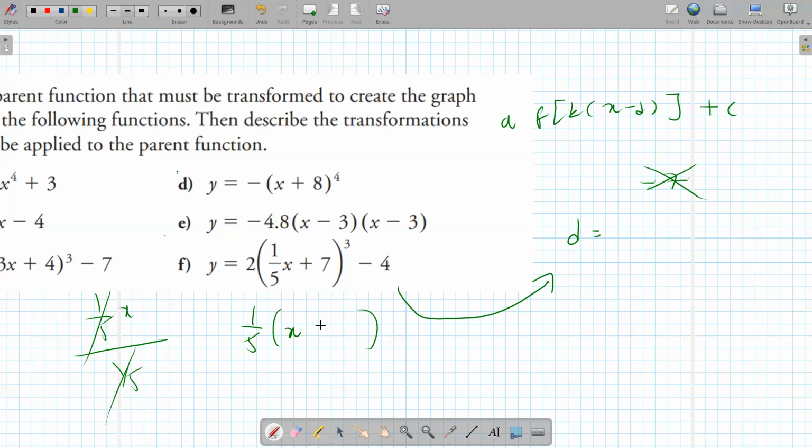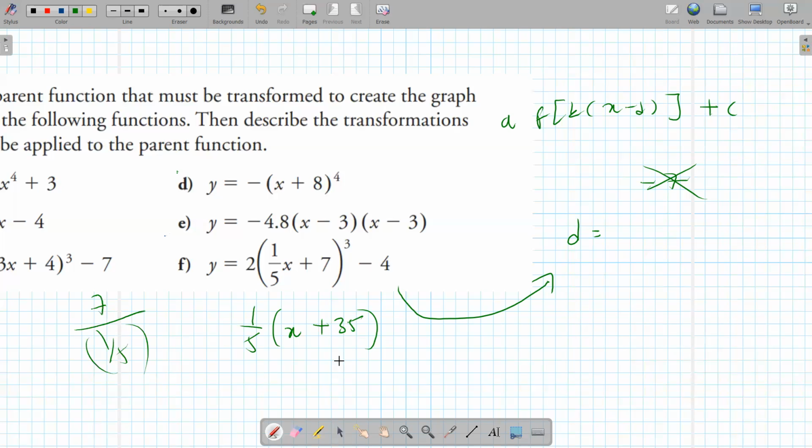Okay? Plus, now we're going to take out 1/5 from 7. 7 over 1/5. What's 7 divided by 1/5? You can do this by hand if you want. You can also do this. It is 35. Exactly. So in this bracket, you have x plus 35 once you take out the k value.